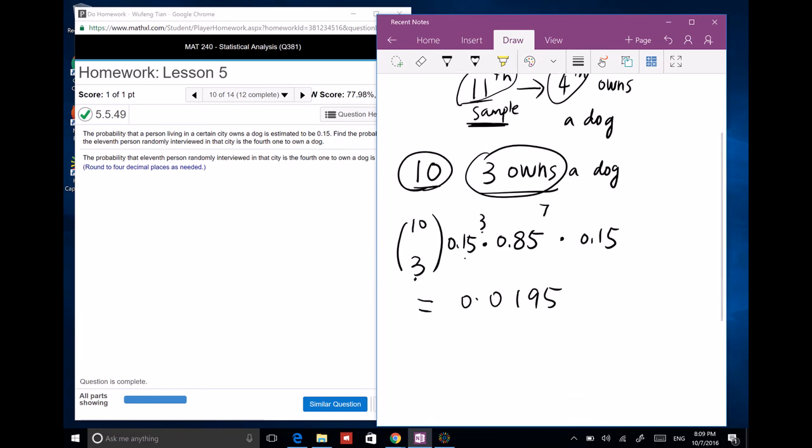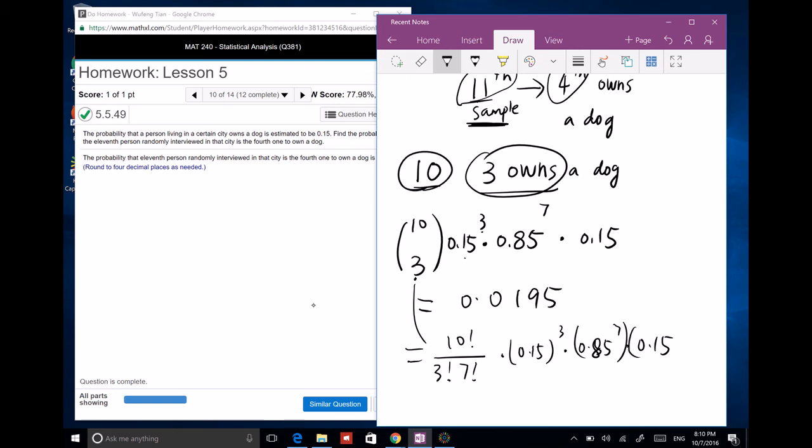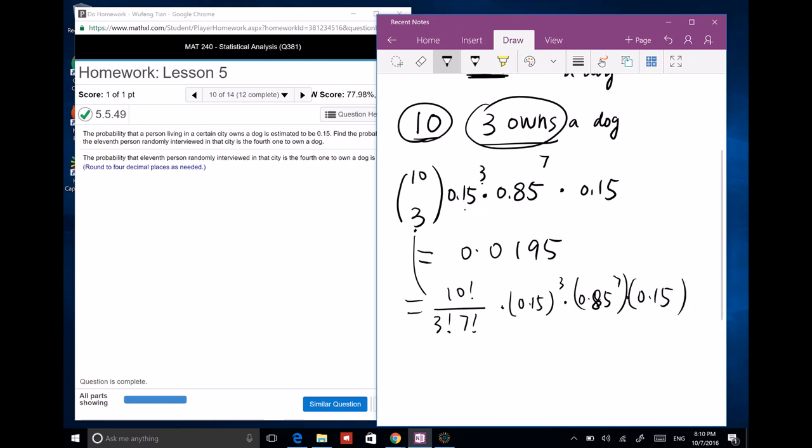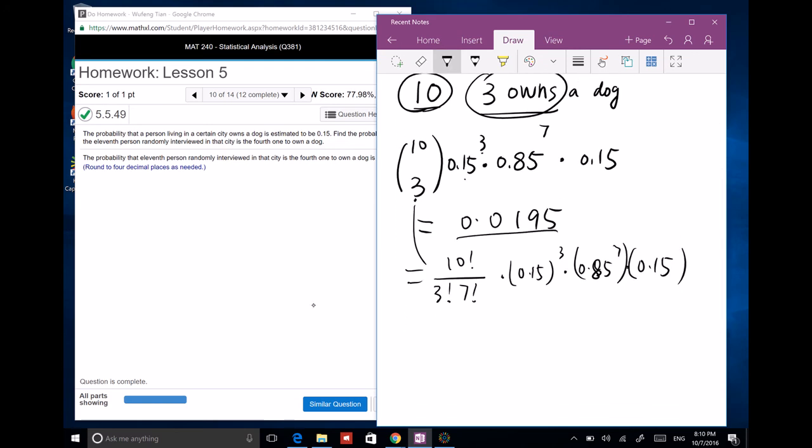How do you use the calculator to do that? This is just 10 factorial over 3 factorial times 7 factorial, multiplied by 0.15 to the third power times 0.85 to the 7th power times 0.15. You can use a calculator to find the numbers one by one, then multiply them together. Okay, so you get this.